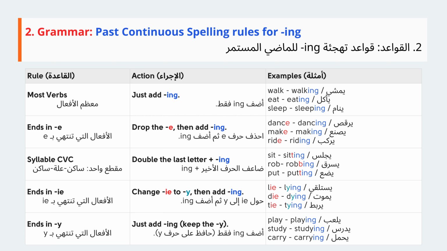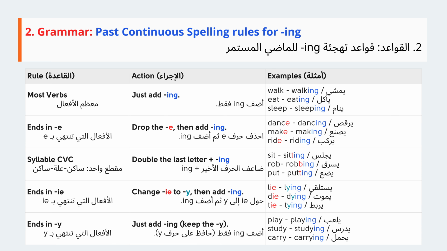Rule 3. For a one-syllable verb ending in consonant-vowel-consonant, or CVC, double the last letter and add ing. Examples: sit becomes sitting, rob becomes robbing, put becomes putting. Rule 4. If the verb ends in ie, change ie to y, then add ing. Examples: lie becomes lying, die becomes dying, tie becomes tying.